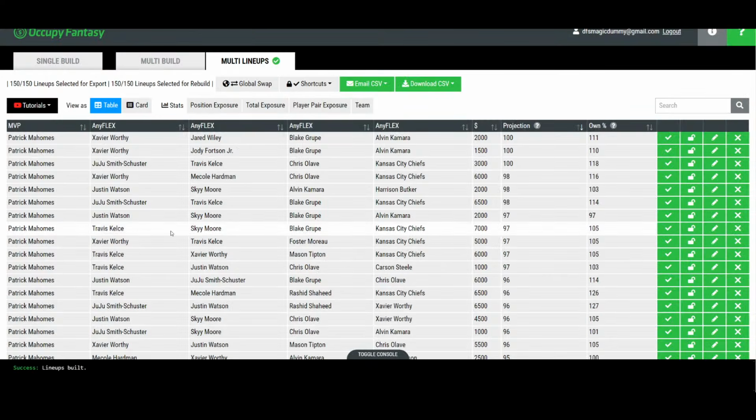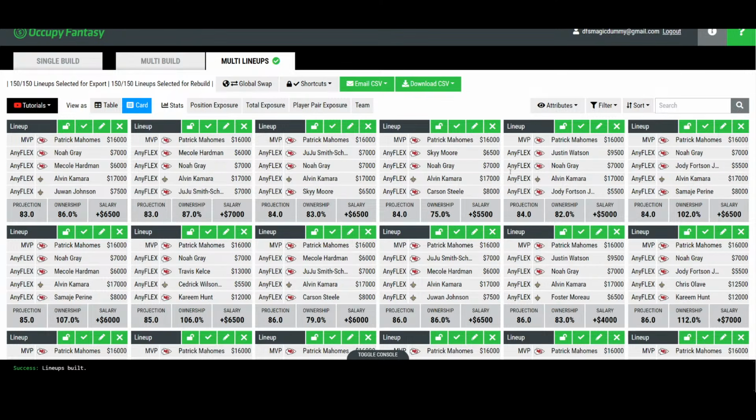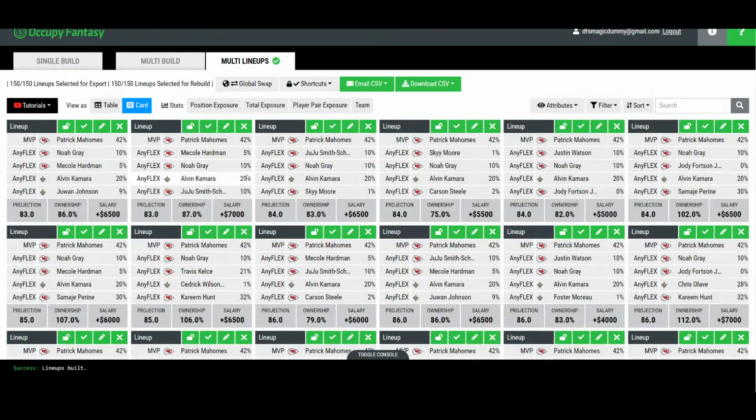All right, we got our 150 Patrick Mahomes locked lineups with our rules in place. Let's go to our card view. Sorted by projection, these are our best lineups. Okay, how do we find weird lineups? Let's sort reverse order. Let's look at the worst projected lineups. And I'm going to add ownership in here. All right, this very first lineup, it leaves $6,500 left on the table. That seems crazy, but it can win. But can this lineup win? We have 3 guys under 10%. That's probably not great.